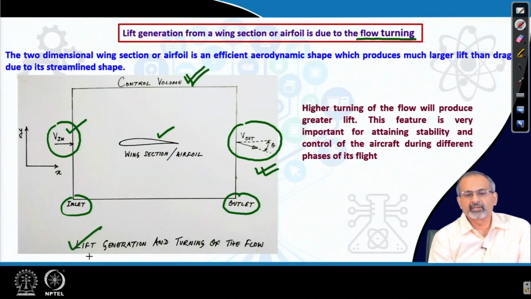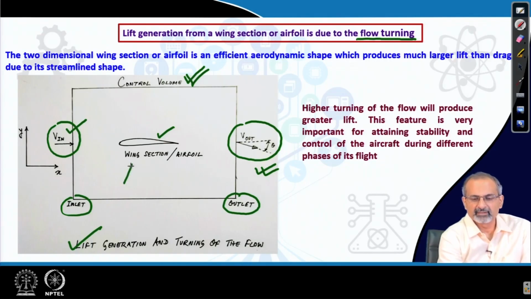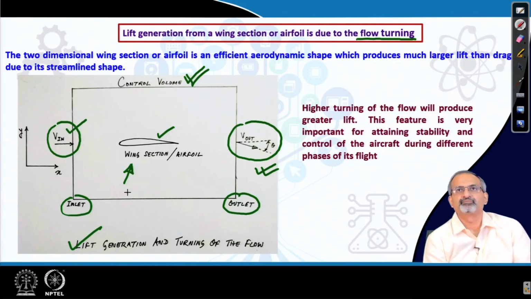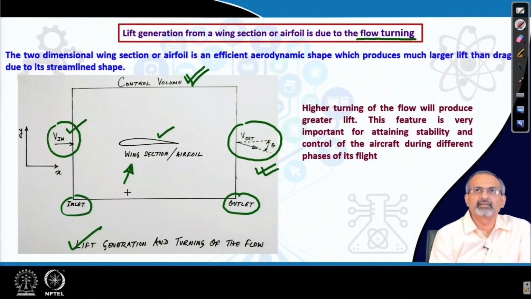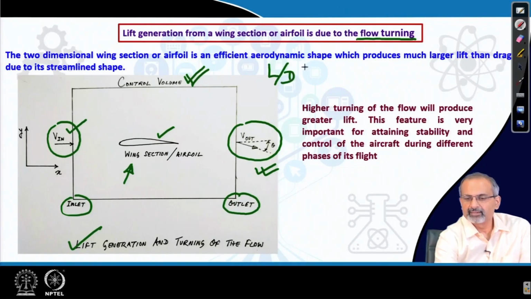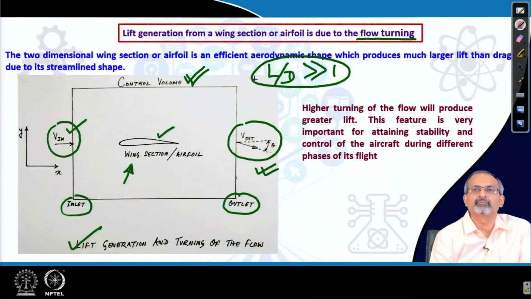Now, the two dimensional section that we have here is expected to be a very efficient aerodynamic section, which produces much larger lift than drag due to its streamlined shape. Now, we can show that this airfoil section will end up generating not only lift, but also a little bit of drag, but all the time if you take a ratio of lift to drag, that should be fairly large, much larger than 1 in general.